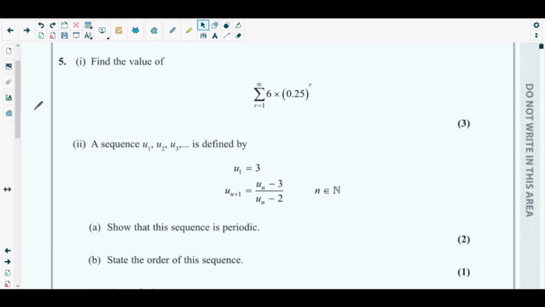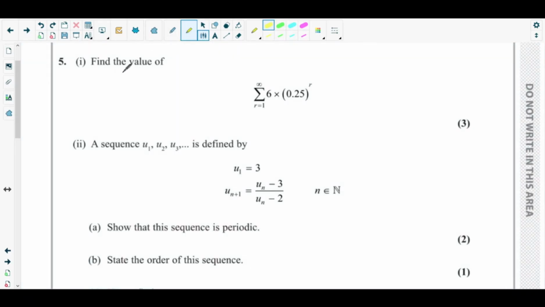sequences and series, which has been discussed in chapter number 5 of your Pure Mathematics 2 textbook. In order to be able to solve this question, you should have definitely finished chapter number 5, and you should know the concepts, specifically how to deal with sequences and how to find the summations. So let's get started with question number 5.